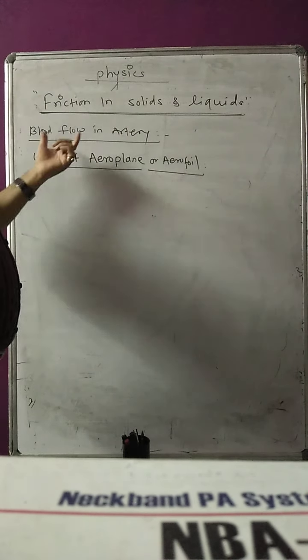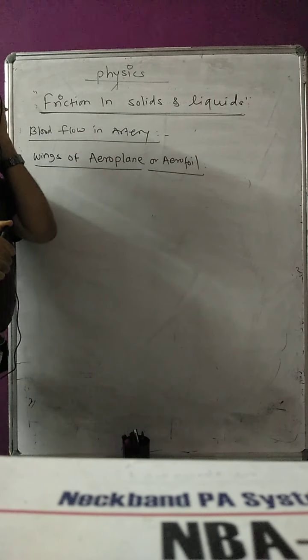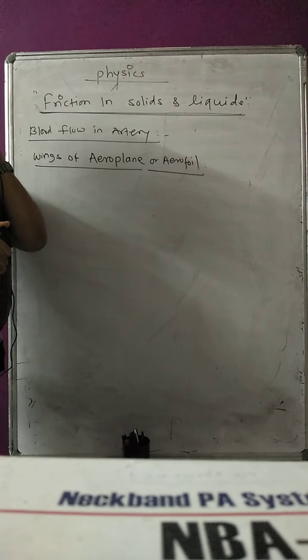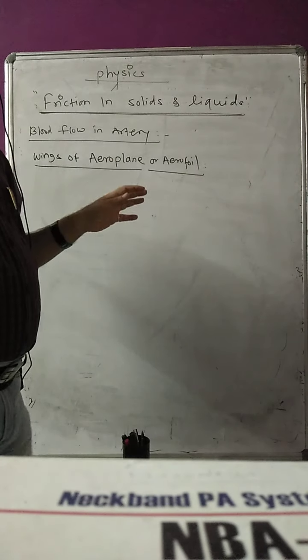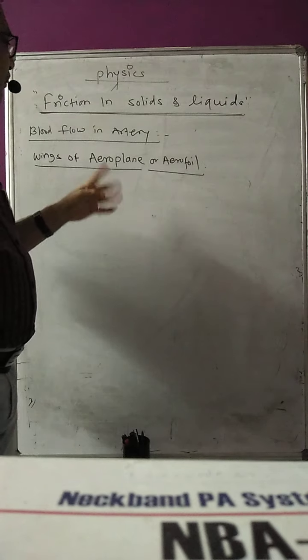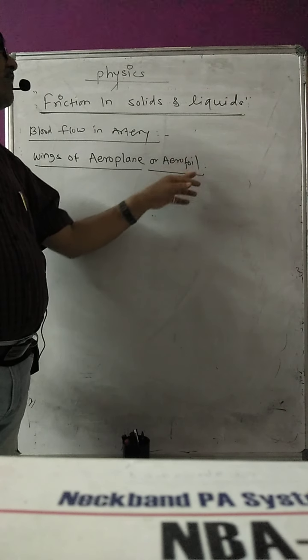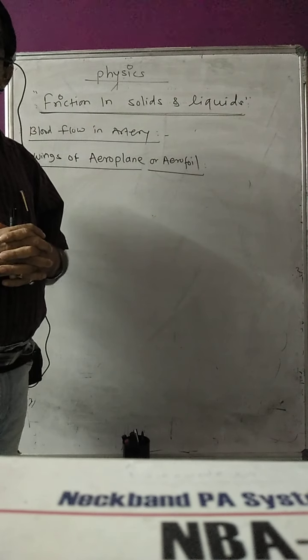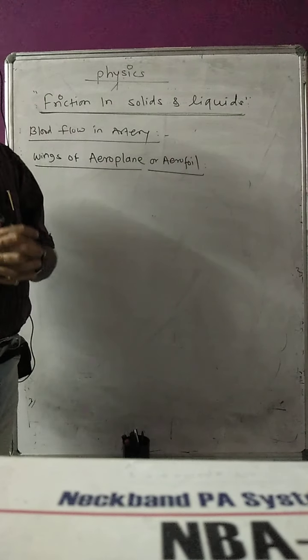Now the second and the last application which we want to learn is the wings of an aeroplane, or aerofoil. In aerodynamics particularly, we use Bernoulli's principle. How do we use it? There is some arrangement done to the wings of the aeroplane, and the aeroplane is the best example of the aerofoil. Aerofoil and aeroplane wings are one and the same.